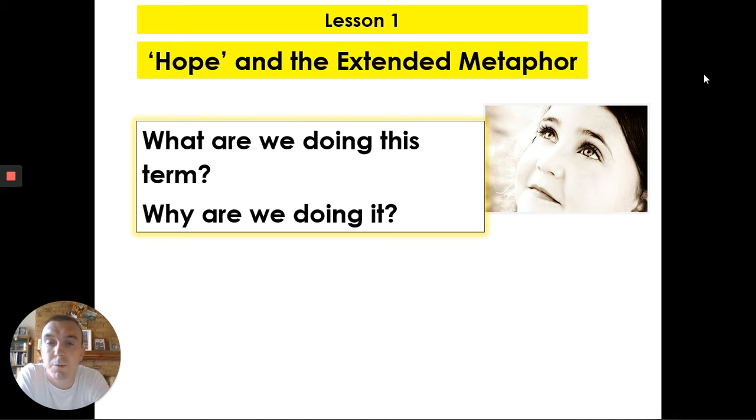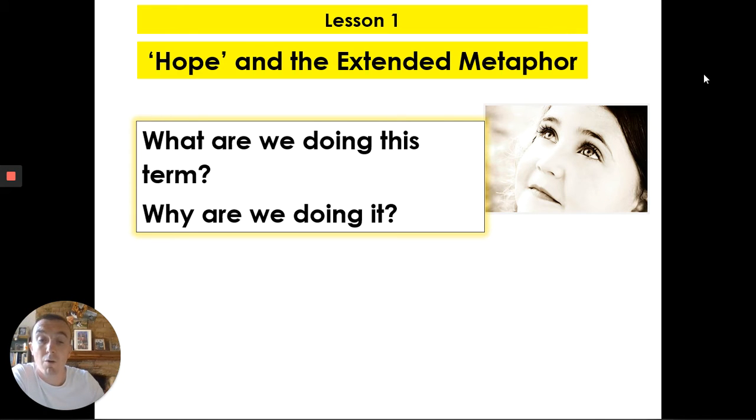Why is it we're doing this? Well, we're doing extended metaphor. We're doing the metaphor itself because it's really, really important that you understand the elements of metaphor. It's such a huge thing in literature, and it will really set you up for next year and the year after when we come to study other texts, every kind of text you can imagine. Lots of them have metaphor within them. It's a really powerful thing in English, and it's really important that you understand what it is.